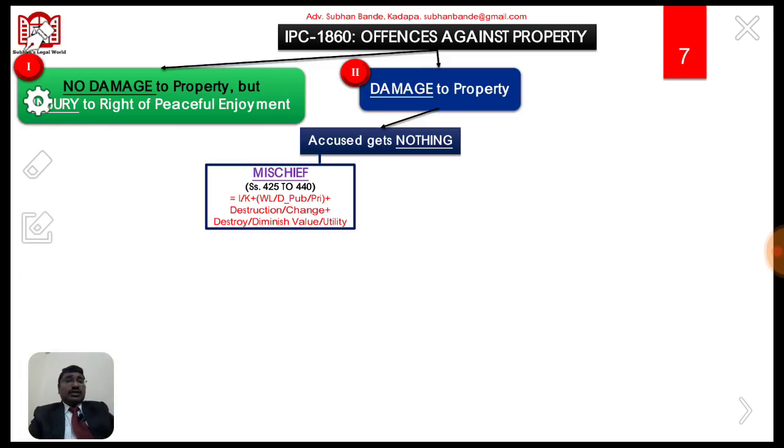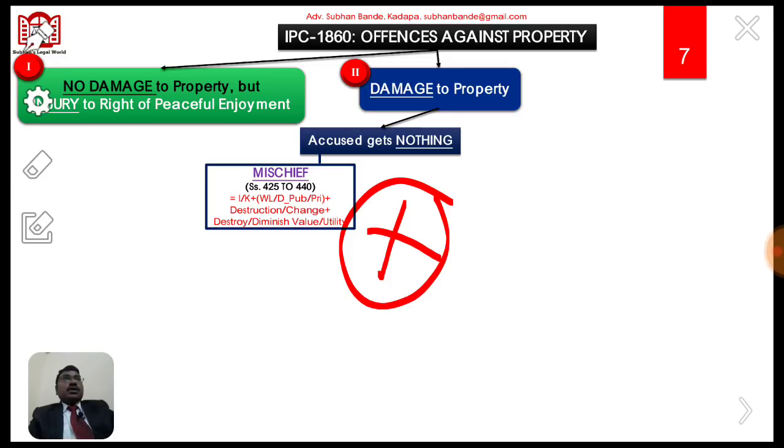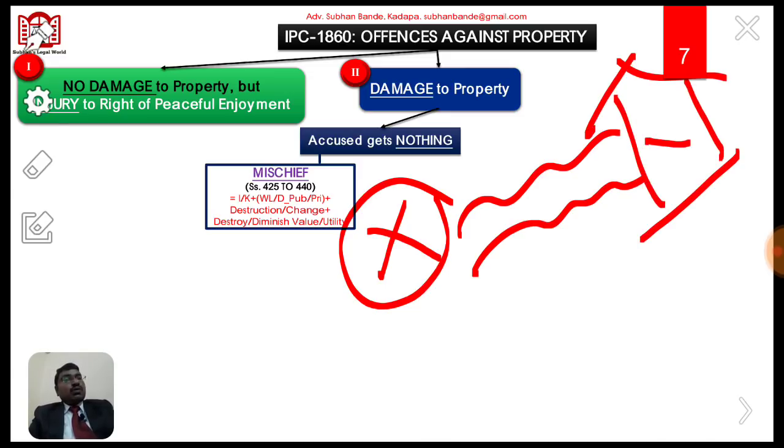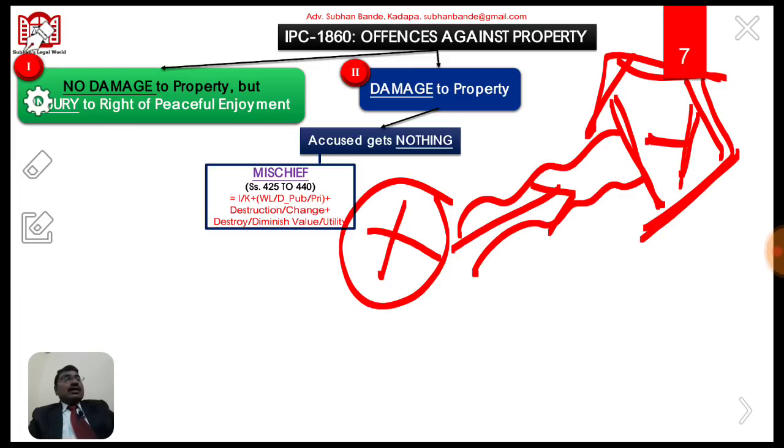Next, let us go for the next illustration. Mr. X introduces some water into the ice house of Mr. Y. Mr. Y has an ice house. Mr. X introduces the water into the ice house of Mr. Y. Here, the act of Mr. X causes the ice to melt. Mr. X has intention to cause wrongful loss to Mr. Y. Hence, it is said X has committed mischief. He is liable for mischief.